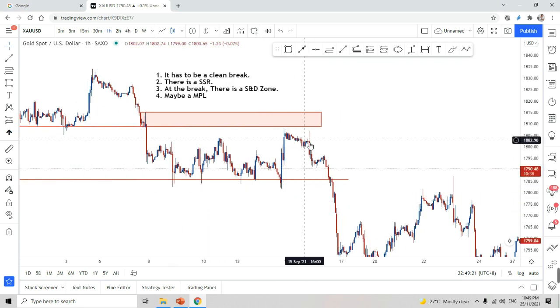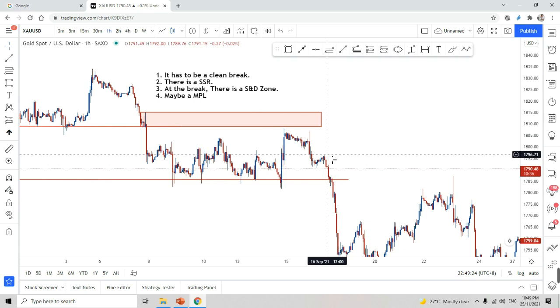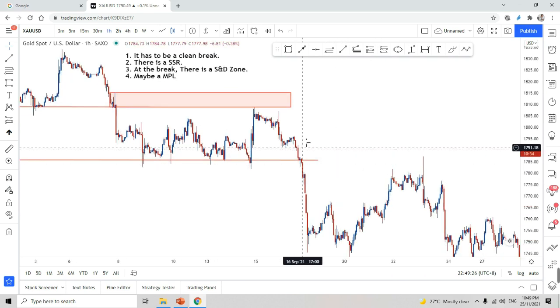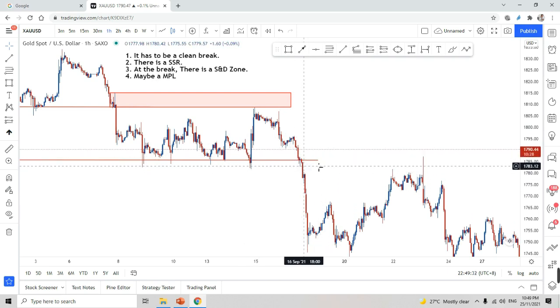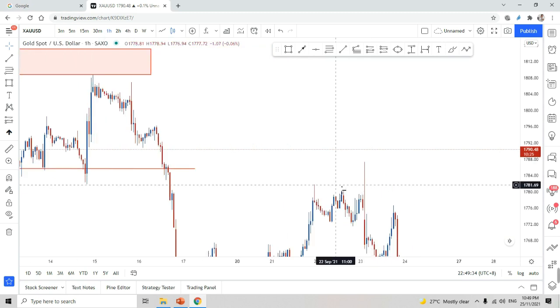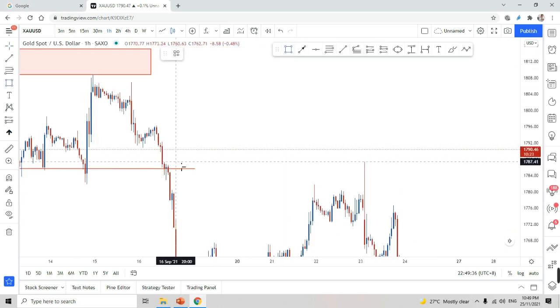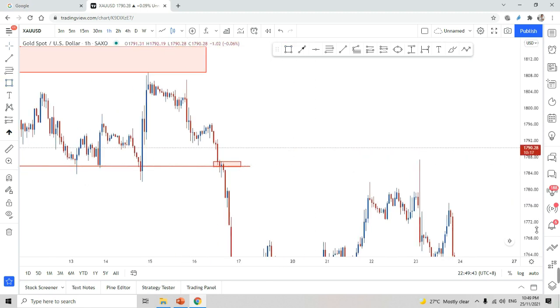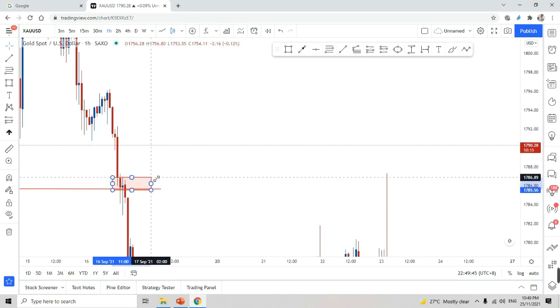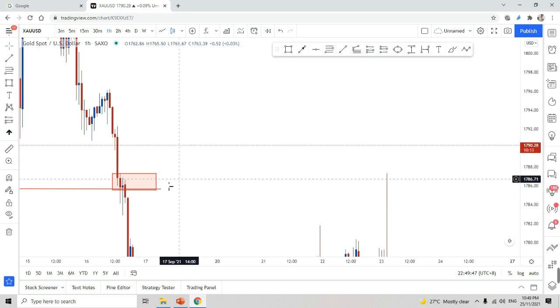Then clean break. Yes, it's a very, very clean break. It breaks with no hesitation. It breaks all the way, but just makes a small zone along the way. It's okay. So there is a zone. Yes, there is a zone, and this is an excellent zone. So where is your supply zone over here? Sorry, this is your supply zone. You might put it over here, or define it over here. It does not matter. It's okay.